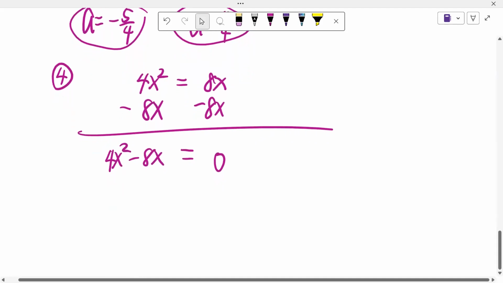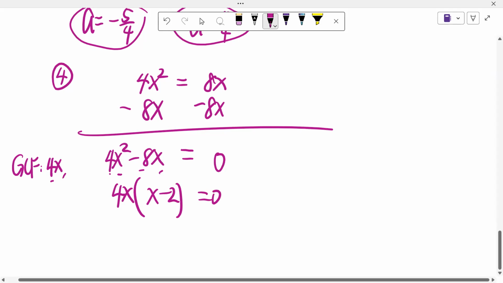Now from here on the left, we factor out the GCF. It's not a difference of 2 squares, it's not a trinomial. So GCF is the main thing we can do. So GCF is 4x. So 4 and 8, the GCF is 4. x squared and x is x. So it's 4x(x - 2).